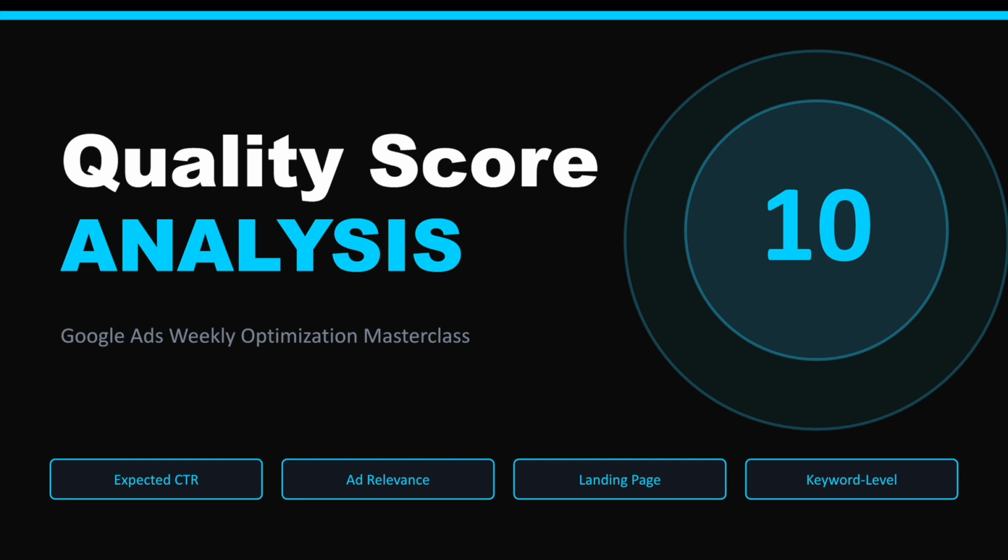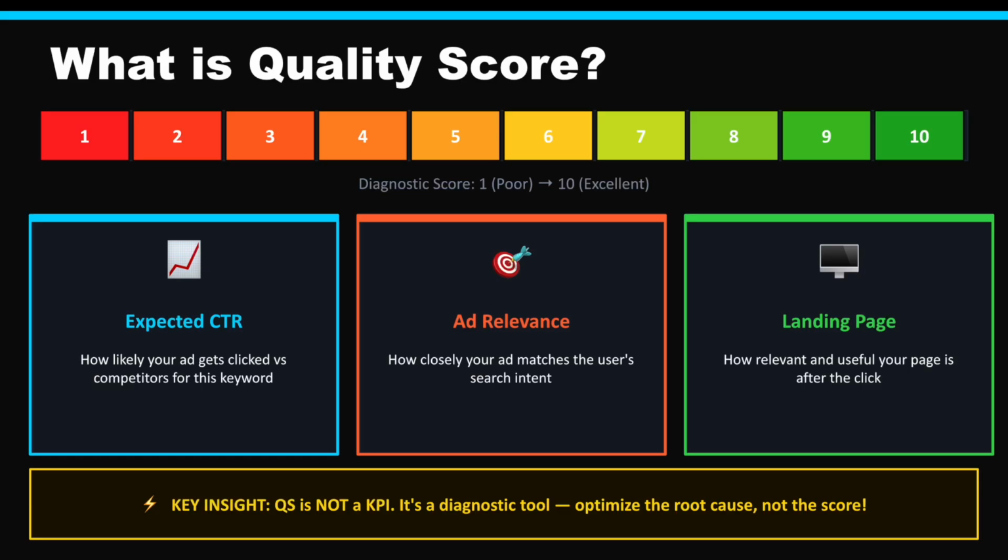So today our video topic is quality score analysis. This is the last video of our Google Ads weekly optimization playlist, so you must watch till the end. Okay. So you will see in here 4 topics: expected CTR, ad relevance, landing page, and keyword level. These are the 4 things that control how Google decides whether your ad deserves to show and how much you pay for it. So we're going to cover all 4 in detail. Let us move to the next slide.